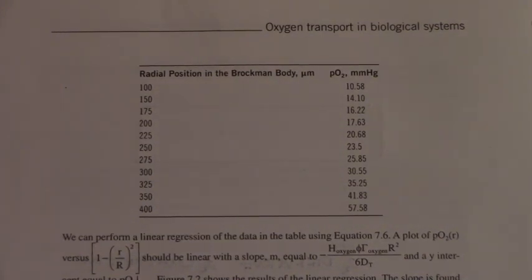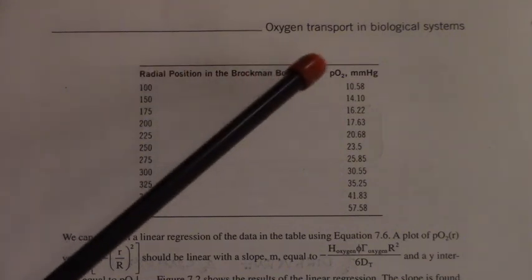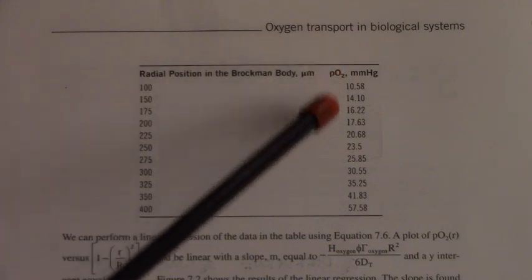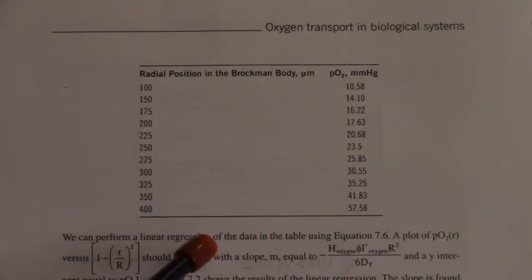So what we do then is we go to the graph and we carefully read off radial positions within the Brockman body in microns, and then we read off the PO2 values as I've got written right here. Then we perform a linear regression of the data using equation 7.6 as I just talked about, and we plot the PO2 versus this bracketed term. It should be linear with a slope m equal to this quantity right here and a y-intercept equal to the PO2 at the surface.